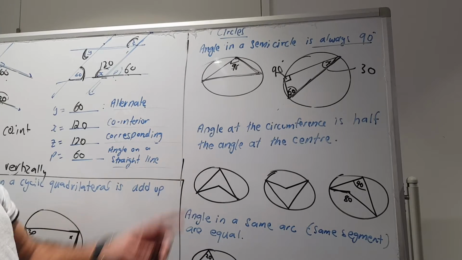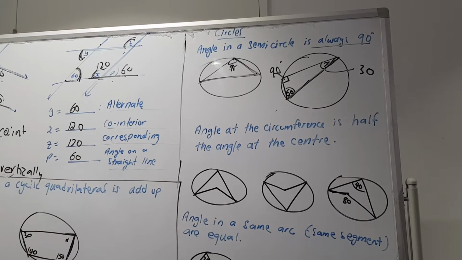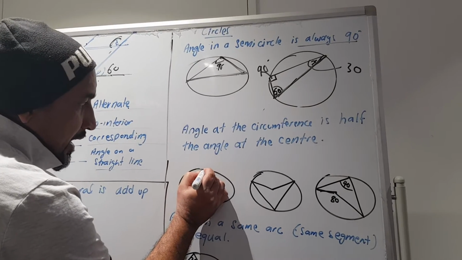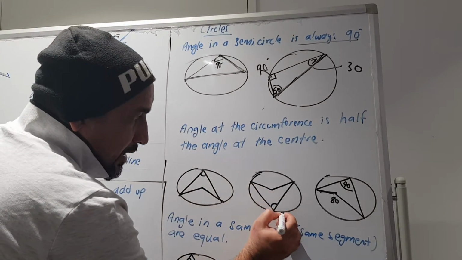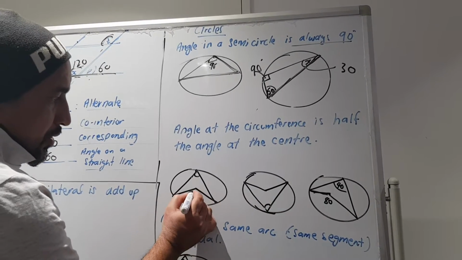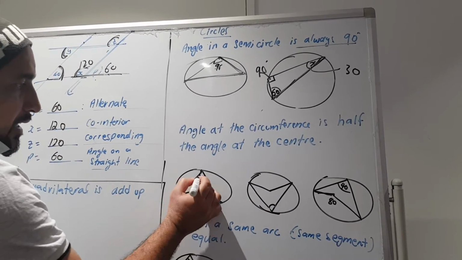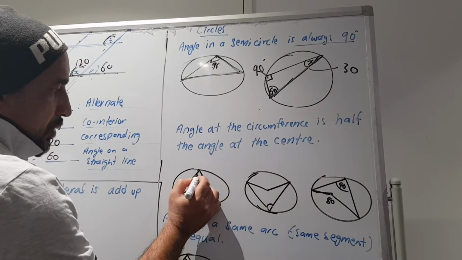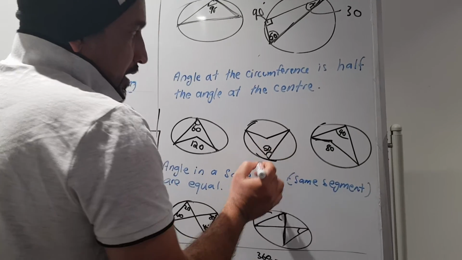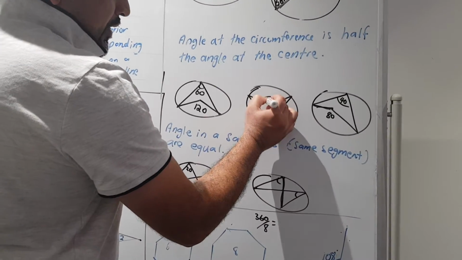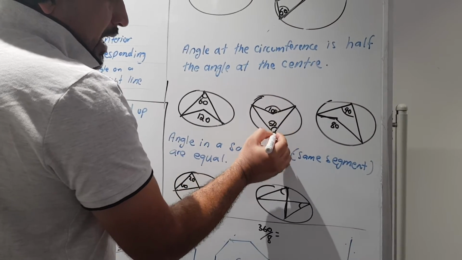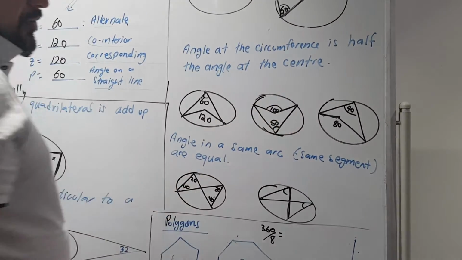Next one. Angle at the circumference is half the angle at the center. This is the angle at the circumference here. This is the circumference of a circle. So if this is 120, this angle will be half of it, which will be 60. If this is 50, the angle at the center will be double, which will be 100. So if this is 100, the angle at the circumference will be half of that, which is 50.